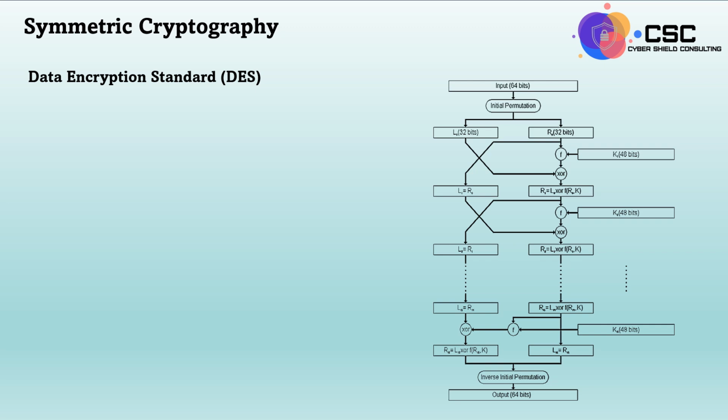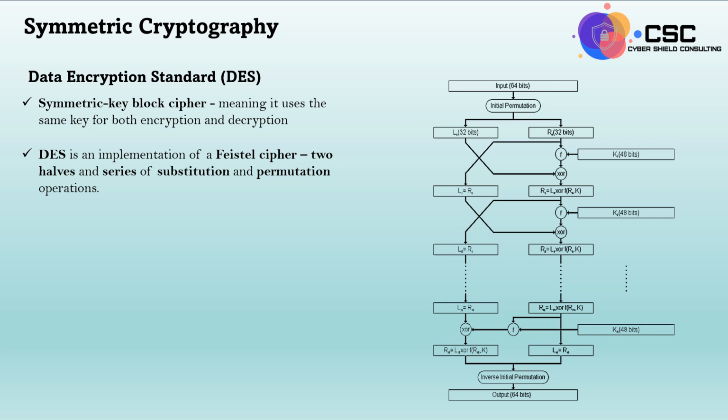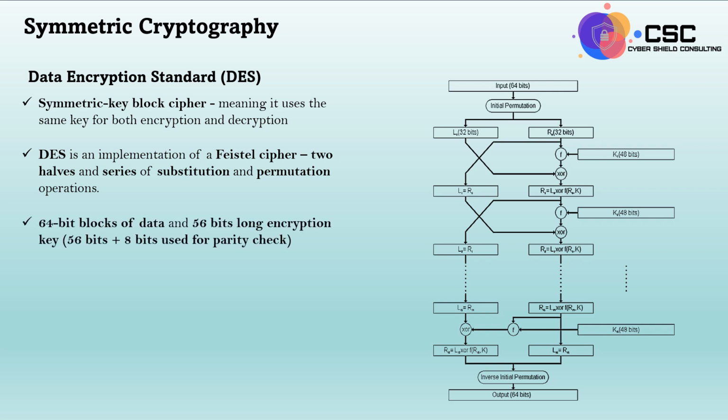DES is a symmetric key block cipher, meaning it uses the same key for both encryption and decryption. At its core, DES is an implementation of the Feistel cipher, a structure used in many encryption algorithms. It breaks data into two halves and applies a series of transformations using a combination of substitution and permutation operations. DES operates on 64-bit blocks of data, meaning that each encryption step processes 64 bits at a time. The encryption key itself is 56 bits long, though it's originally 64 bits, with 8 bits used for parity checks and then discarded.